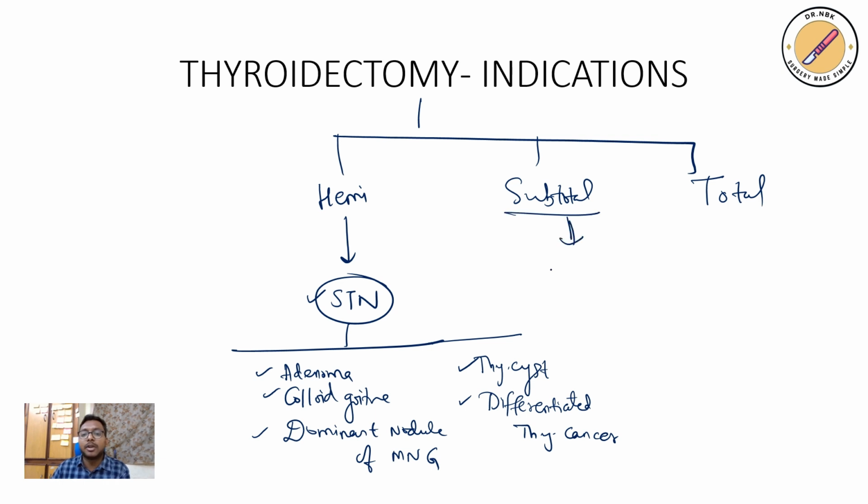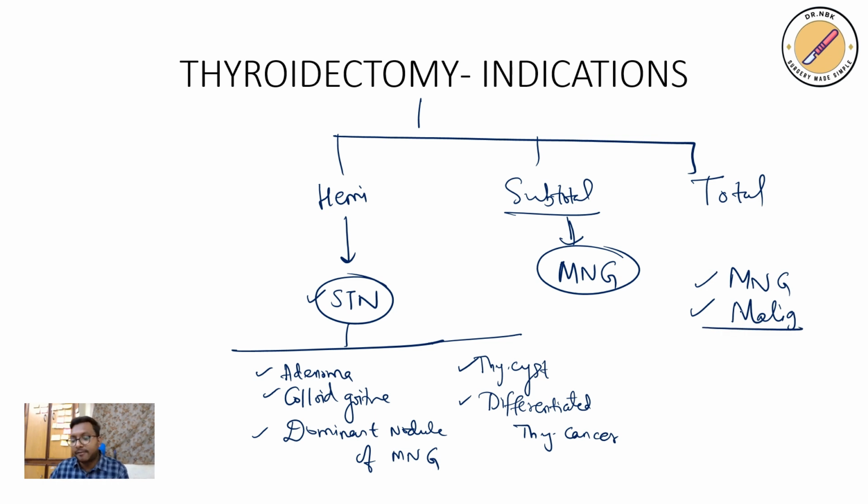And the subtotal is usually what we will do in multinodular goiter. If it is something like MNG present in both lobes almost, then you will go for total thyroidectomy. And also it is done in malignancy, based on what type of malignancy we are dealing with, right? So these are the basic indications.